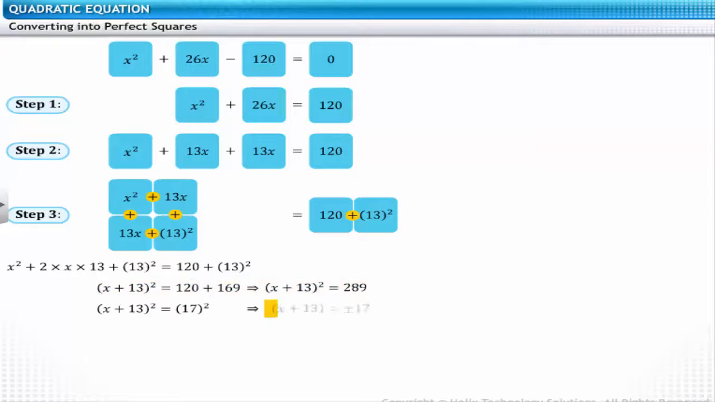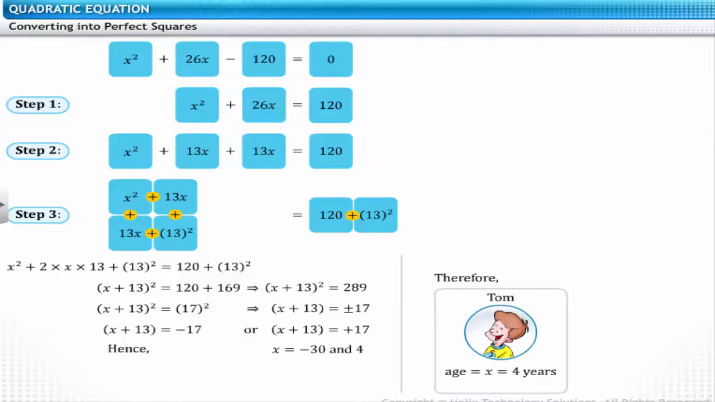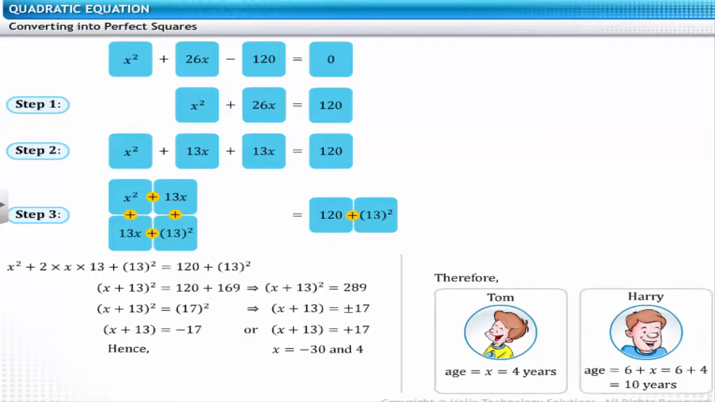On simplifying the equation, you get x plus 13 is equal to plus or minus 17. This means x plus 13 is equal to minus 17 or x plus 13 is equal to 17. Hence the values of x are minus 30 and 4. Therefore the answer to the problem is Tom's age is equal to x is equal to 4 years. Harry's age is equal to 6 plus x years is equal to 6 plus 4 is equal to 10 years.